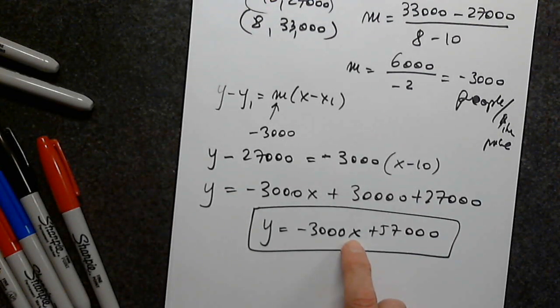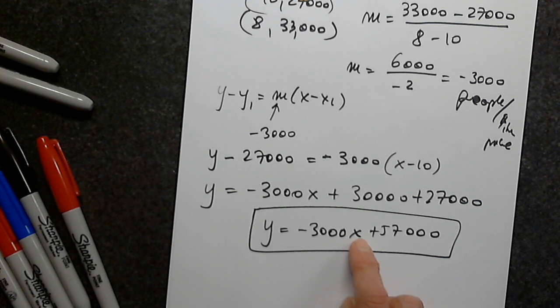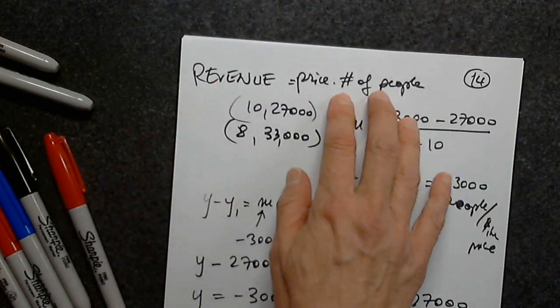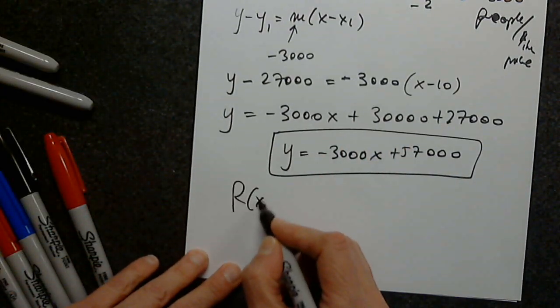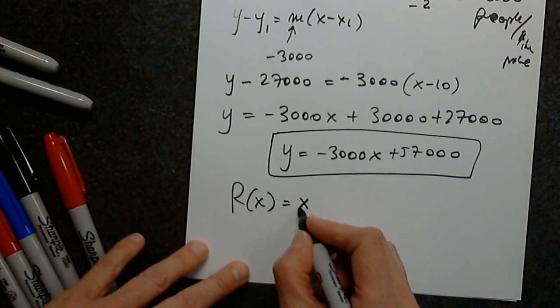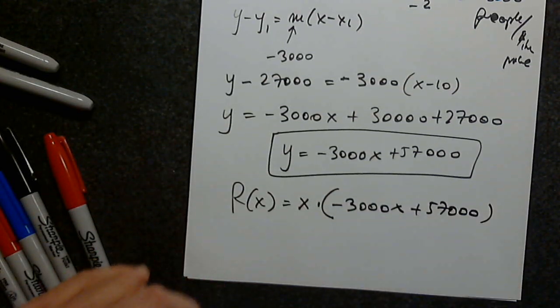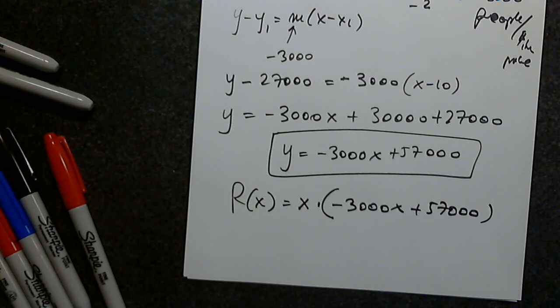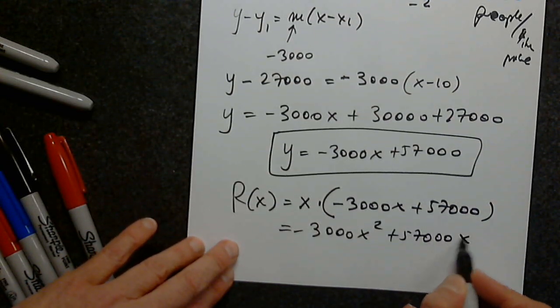So when we increase the price of the ticket by $1, we get the number of people, the demand, right? When we decrease by $2, we get the number of people. So now I can come back and talk about my revenue, because the revenue will be the price, which is x, multiplied by negative 3,000 x plus 57,000, which is negative 3,000 x squared plus 57,000 x.